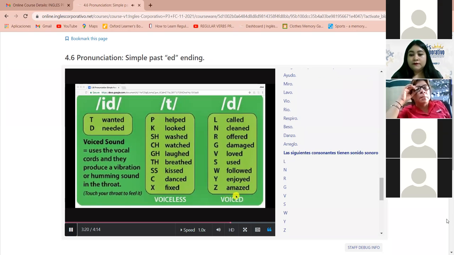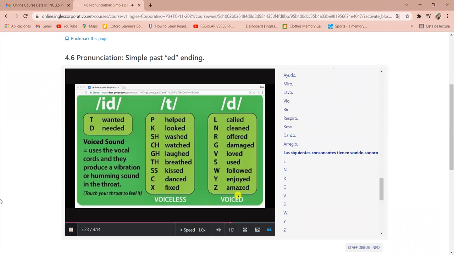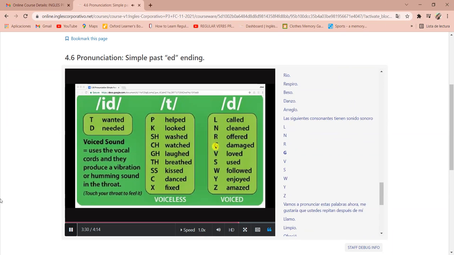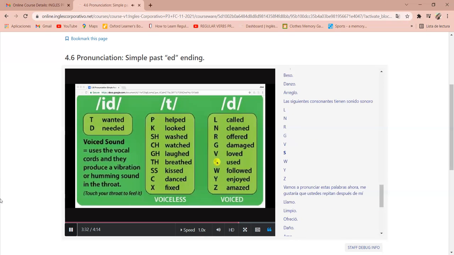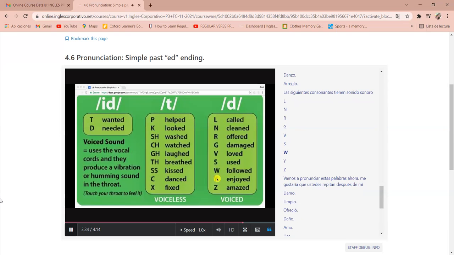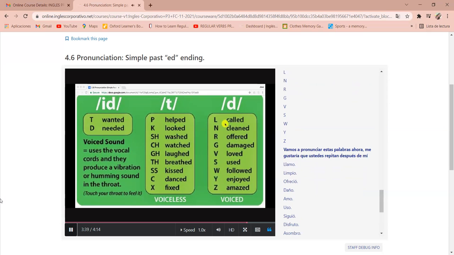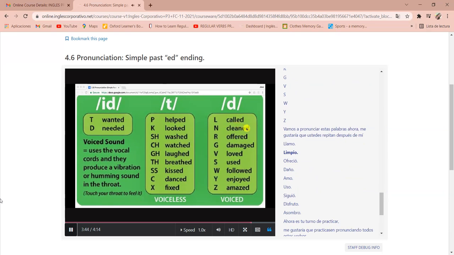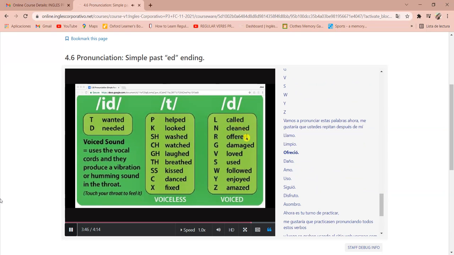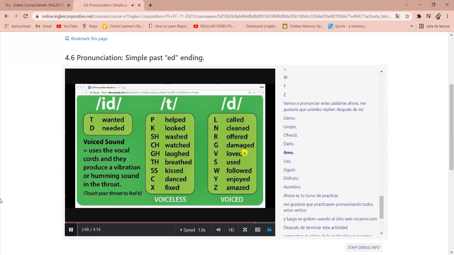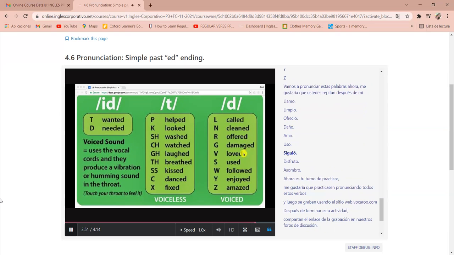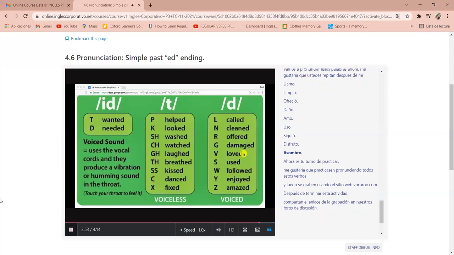The following consonants have voiced sound: L, N, R, G, V, S, W, Y, Z. Let's pronounce these words now. I would like for you to repeat them after me. Called, cleaned, offered, damaged, loved, used, followed, enjoyed, amazed.